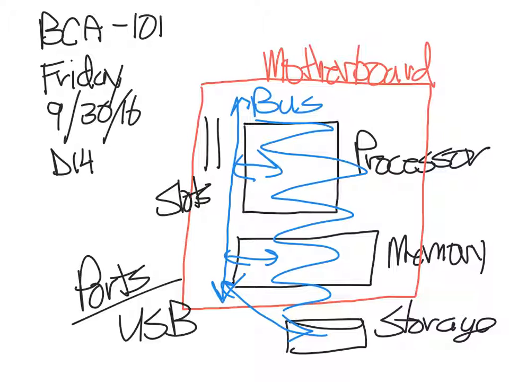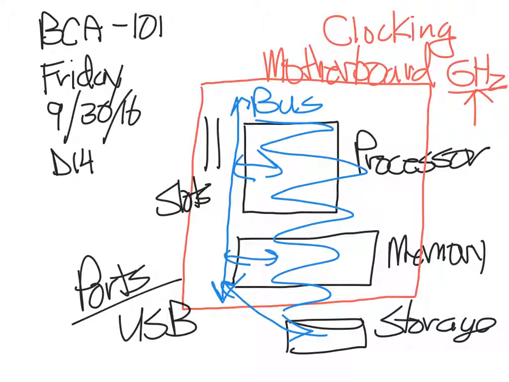Another key thing on the motherboard is the clocking, and most computers now are at gigahertz, billions of clicks per second. So as items move through the computer, for example, instructions have to move from the memory to the processor, the processor processes them and sends them back.